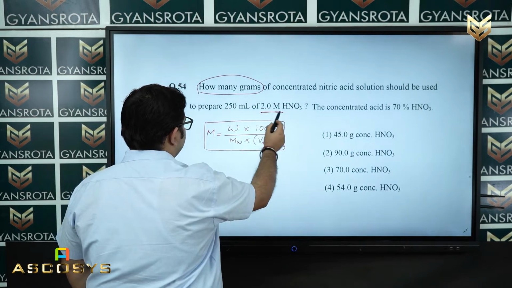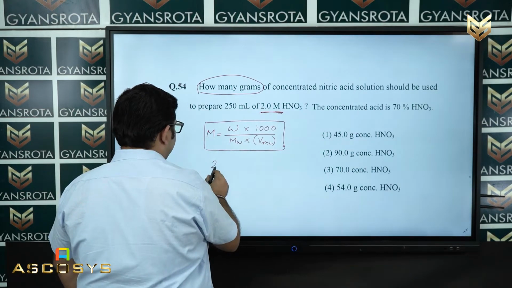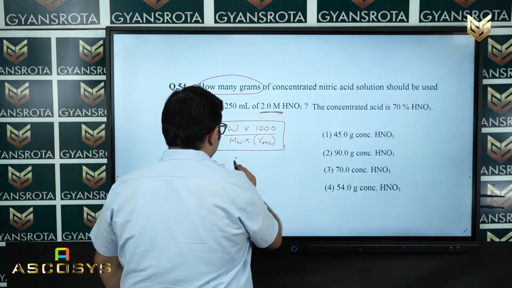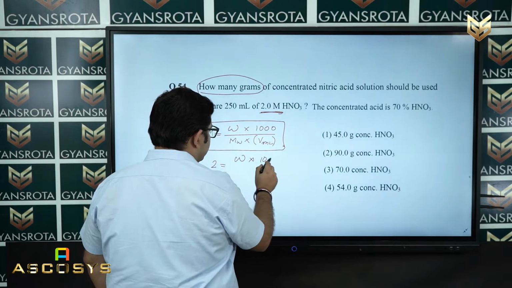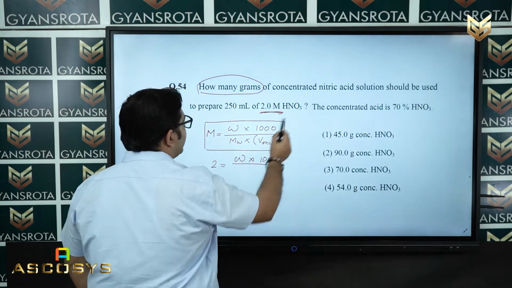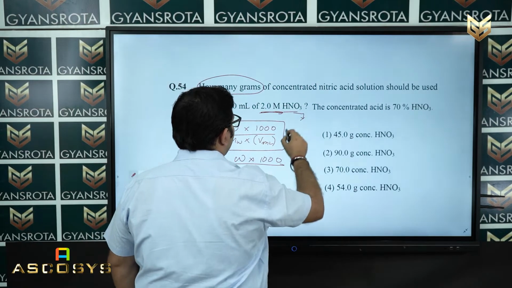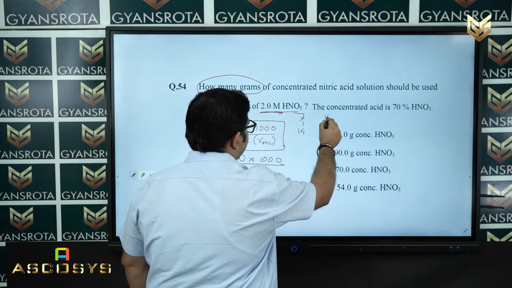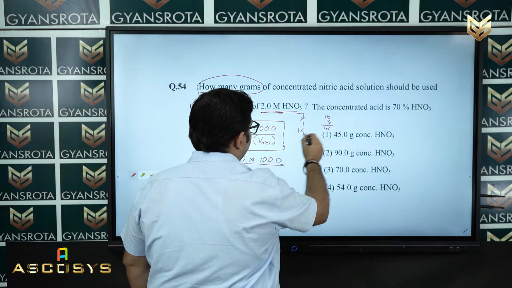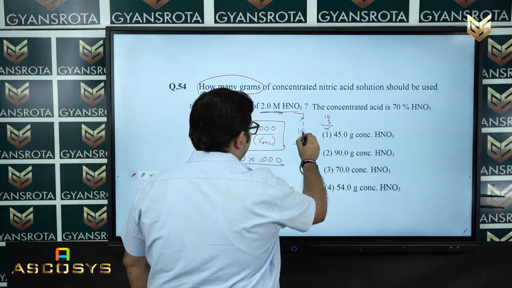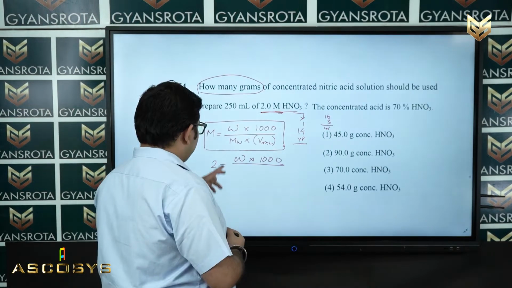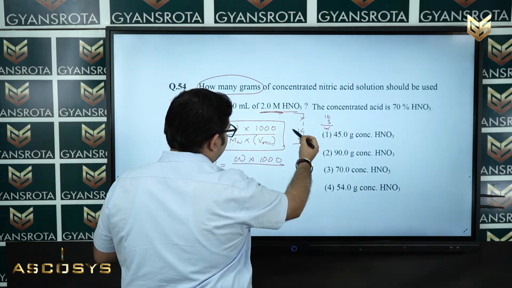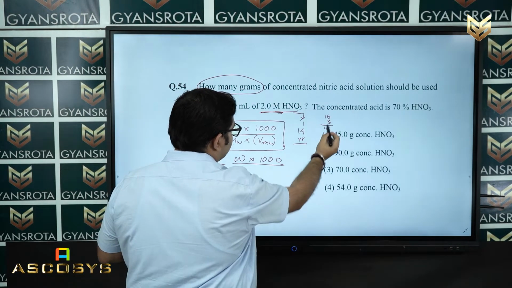Now here they are giving us 2 molar. So M is 2. What is the weight of nitric acid? We have to find it out, into 1000. What is the molecular weight of nitric acid? For this you have to find out: for nitrogen it will be 14, for oxygen 16 into 3, 48. So if you see the molecular weight of nitric acid, it will be for hydrogen 1, for nitrogen 14, and for oxygen, that is O3, it will be 48.